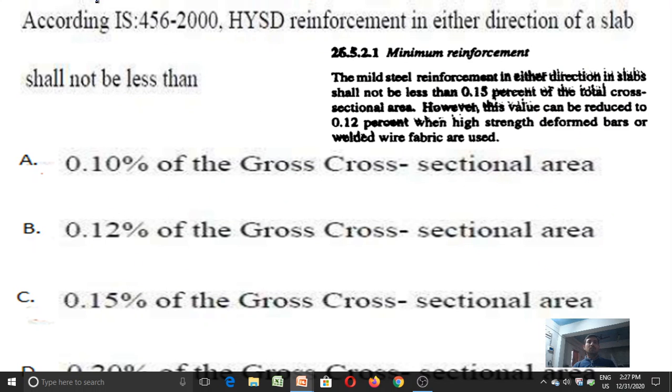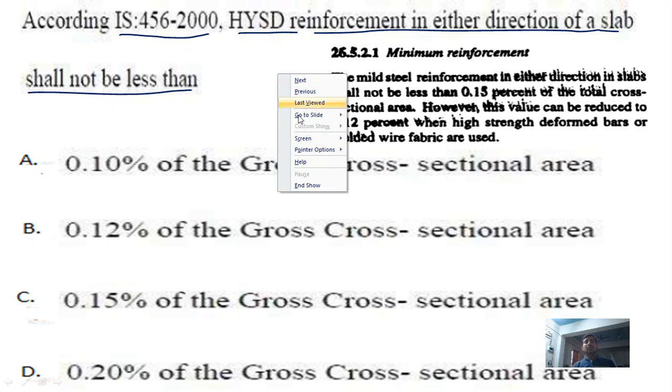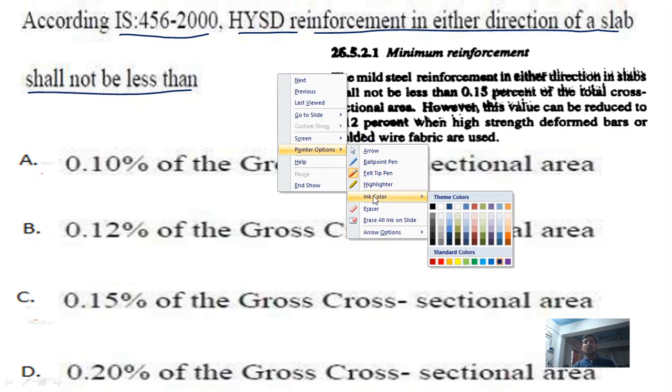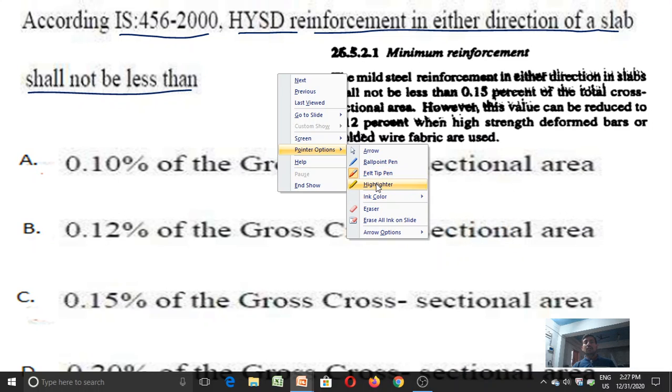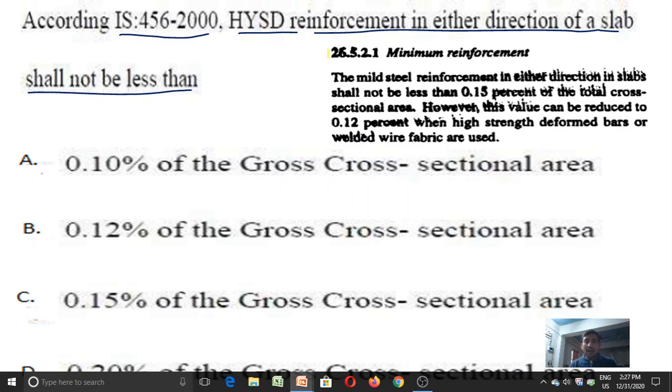So let us discuss one more question. Here, according to IS 456 2000, the HYSD bar, HYSD means high yield strength deformed bars, the reinforcement in either direction of a slab shall not be less than. So let us see the codal provision for this. What is the codal provision we have for this? In code IS 456 2000, in clause number 26.5.2.1, they have given the minimum reinforcement required.